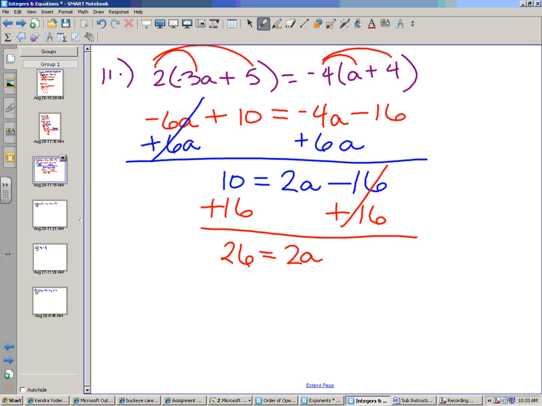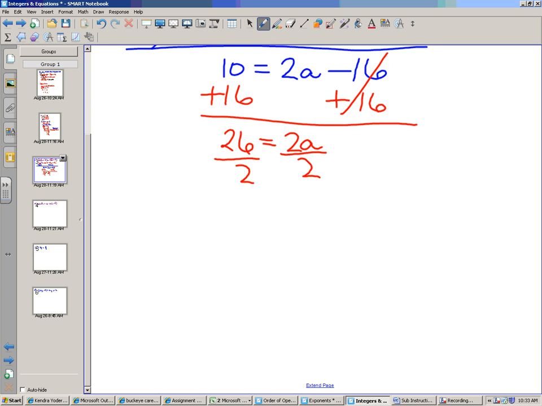How is the 2 attached to the a? It's attached by multiplication. The opposite of multiplication is division. Good. I'm going to divide both sides by 2. 26 divided by 2 is 13. Okay.